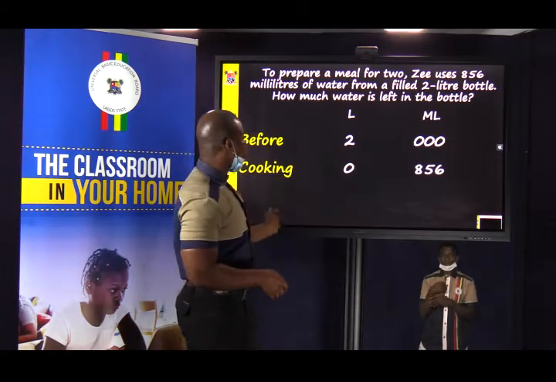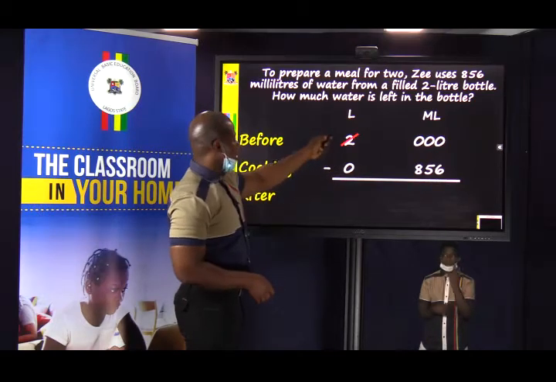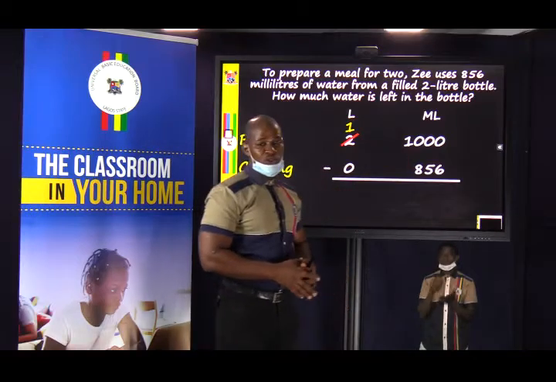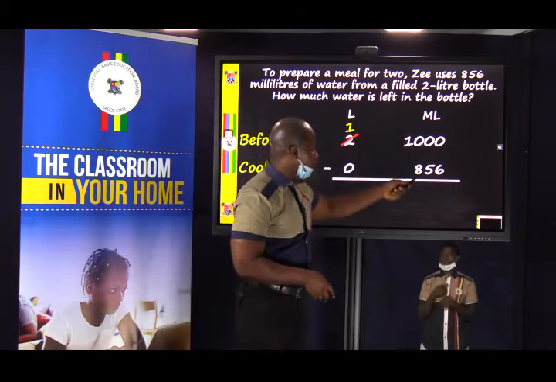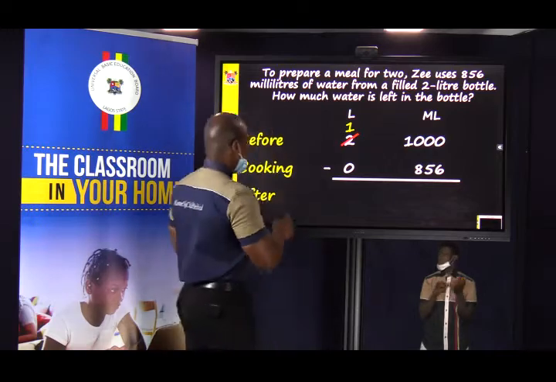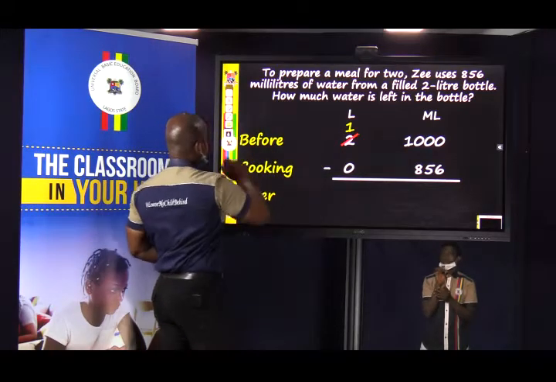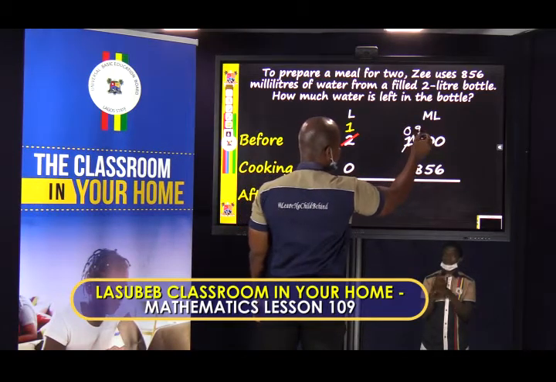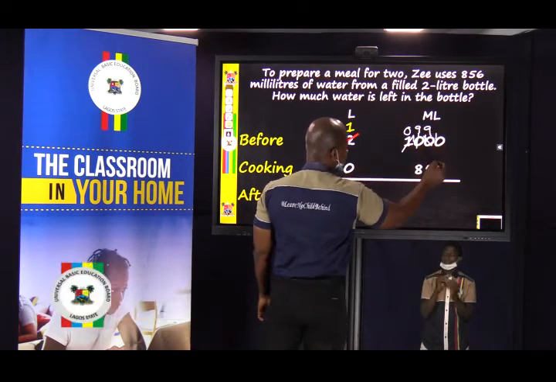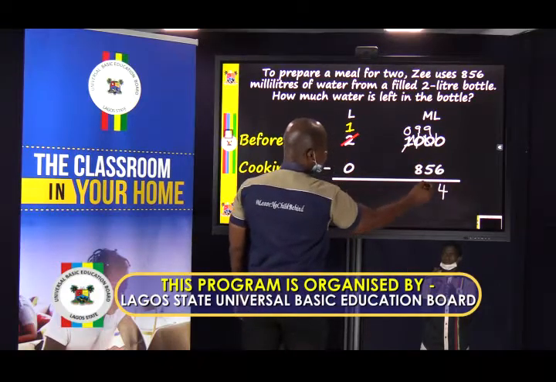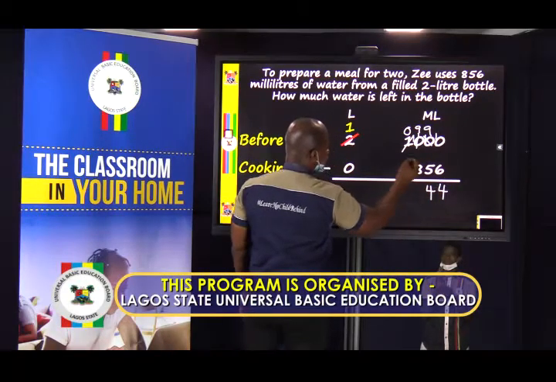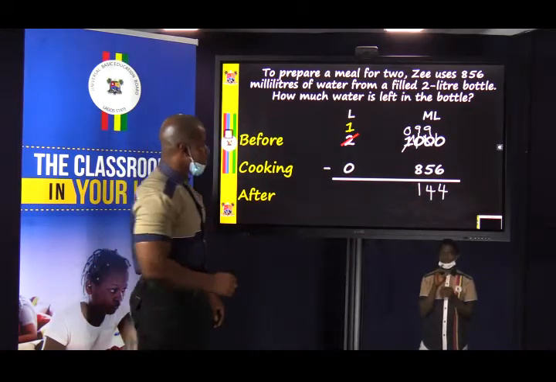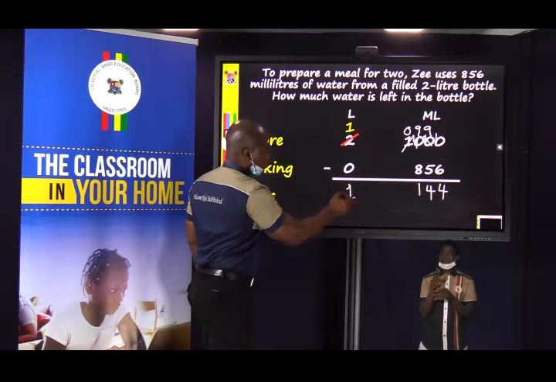So we have to borrow 1 from the liter side, and we're left with 1 liter, and this one becomes 1000 milliliters. Now we can subtract. 856 from 1000: 10 minus 6 is 4. 9 minus 5 is 4. 9 minus 8 is 1. And that should be 144 milliliters. And then here we have 1 liter.